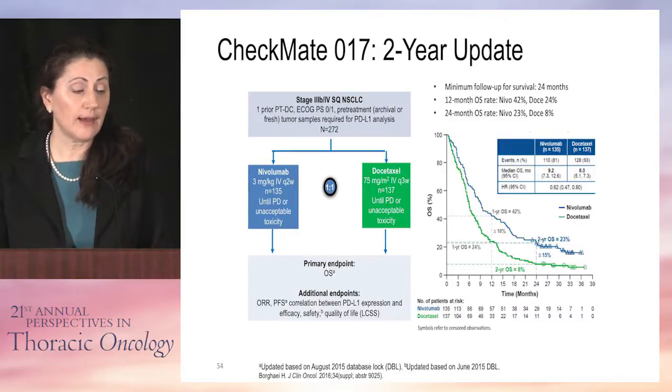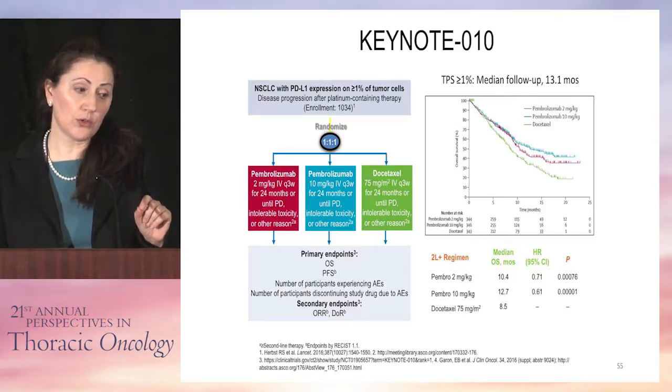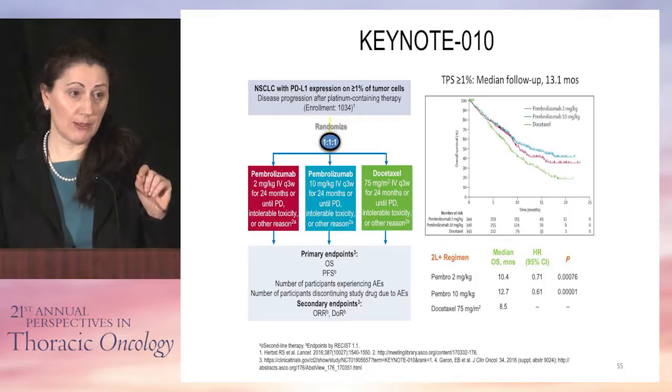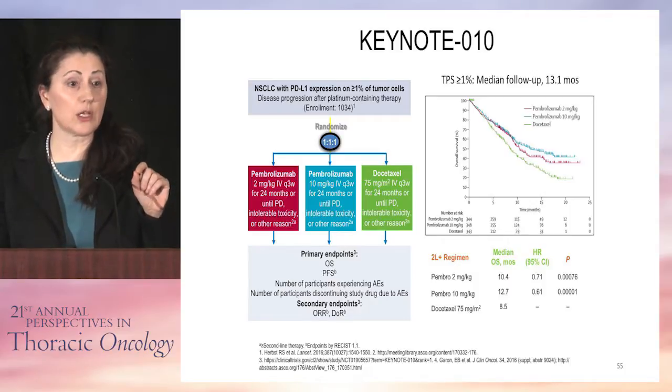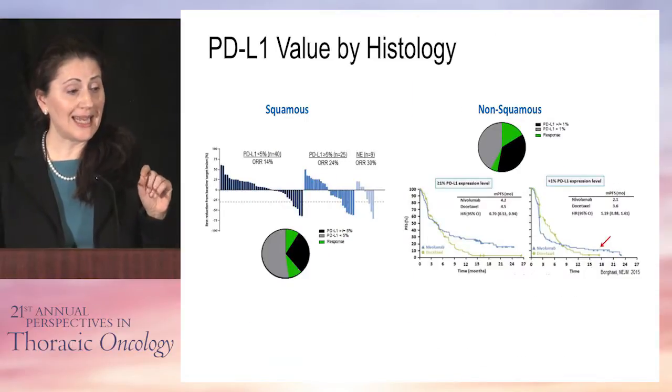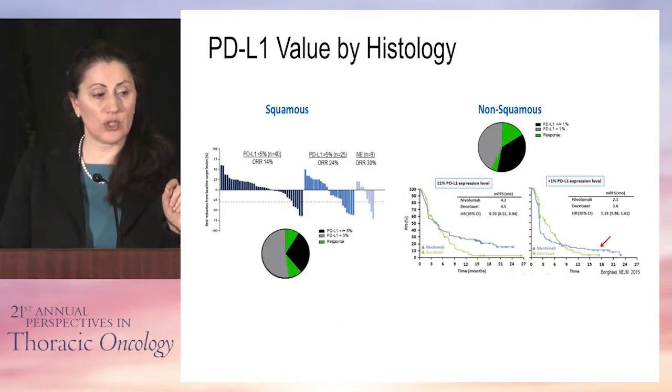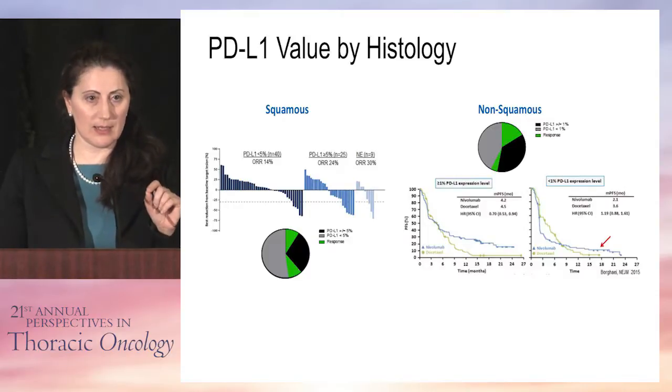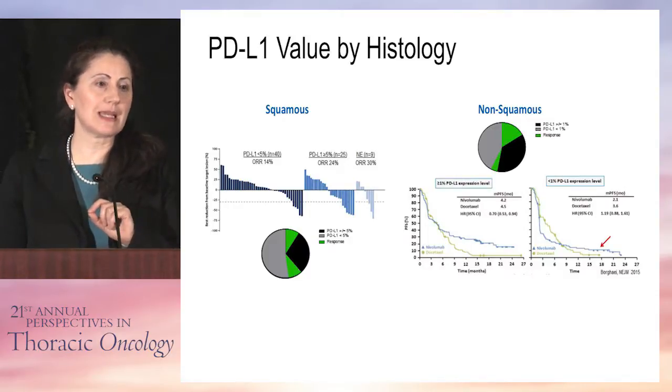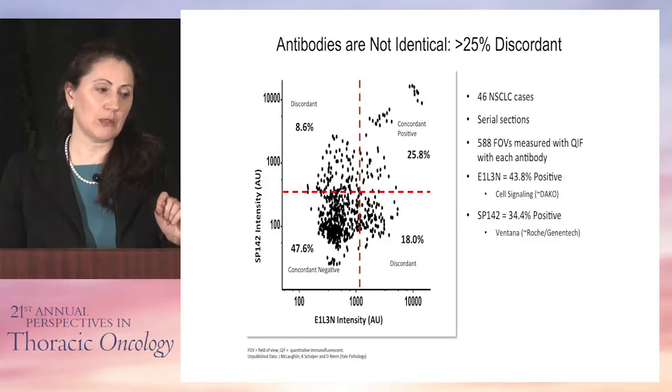So in second line, again, I have to go fast. We have 3 approvals in this setting. Checkmate 017 established the superiority of nivolumab over docetaxel, and Keynote 010, the superiority of pembrolizumab over docetaxel. Especially important here is to remember that the threshold for benefit doesn't start at 50%, it starts at 1% expression. And the value of PD-L1 by histology in the squamous group appears to be a little lesser than in non-squamous. So you can see that the benefit extends even to patients that have low PD-L1 expression.